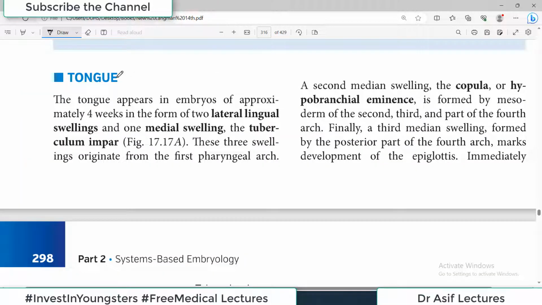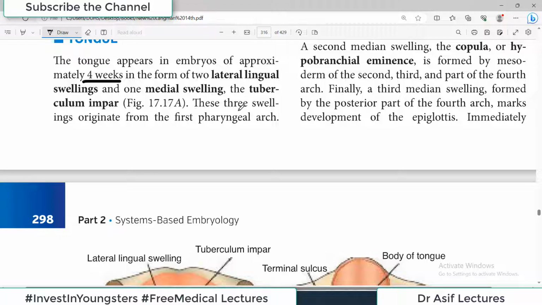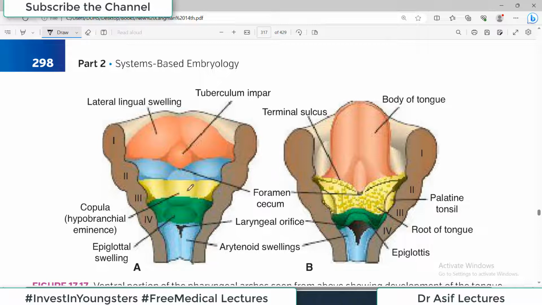Okay, let us now talk about the development of tongue. Tongue appears in the embryo when it is approximately 4 weeks in age, and its story begins by a few swellings. दो lateral swellings हैं, lateral lingual swellings, and there is one medial swelling, which is also known as the tuberculum impar. So if you look at this diagram, for example, here you see the pharyngeal arches, and in the midline you see there is tuberculum impar, and these are the two lateral swellings. So this is the beginning of the tongue formation.